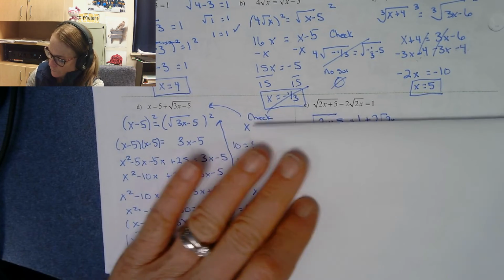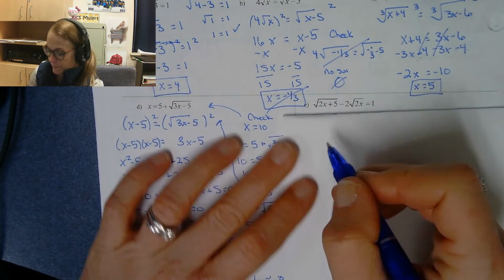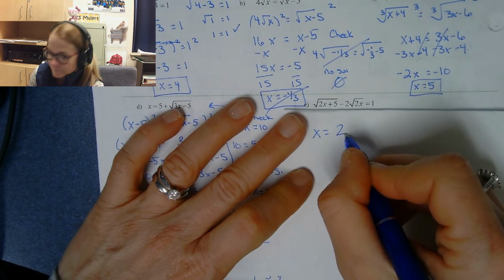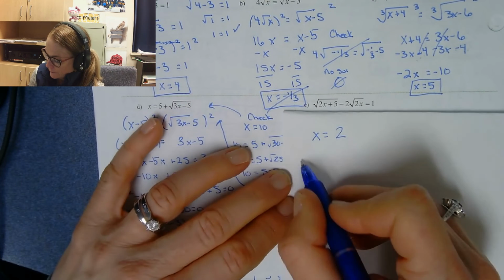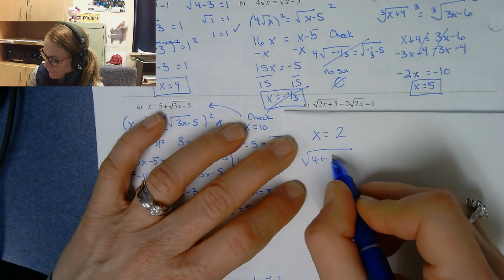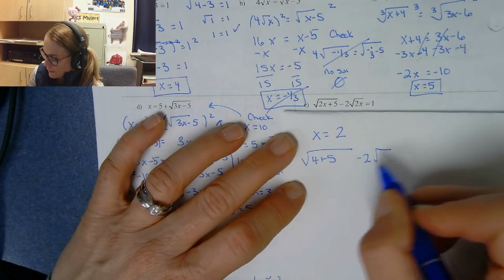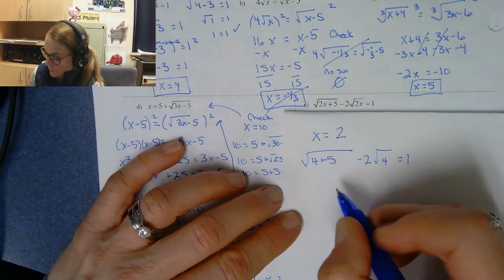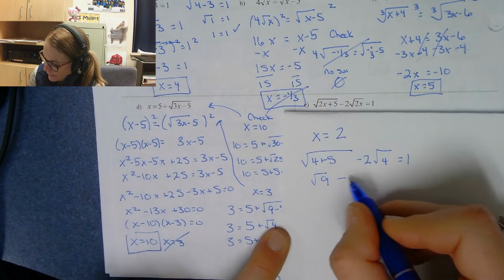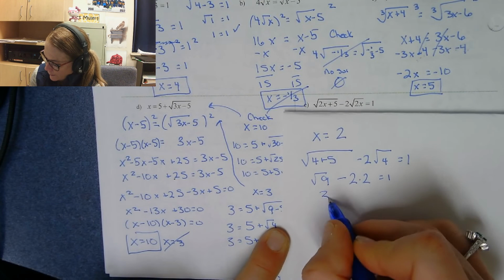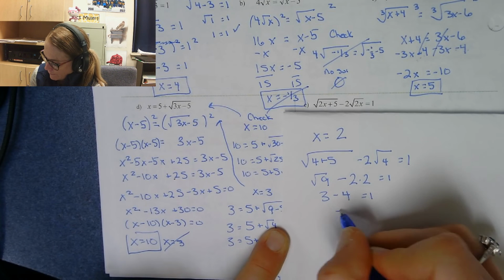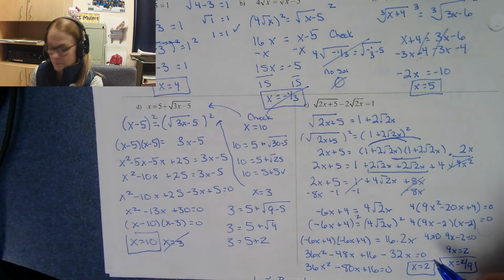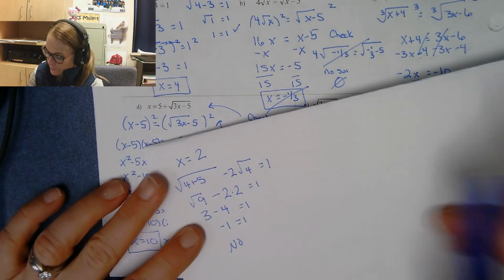All right, so I'm going to take this original here, and I'm going to check x equal to 2. All right, x equal to 2 is, 2 times 2 is 4 plus 5 minus 2 times 2 is 4. Does that equal 1? Okay, so does root 9 minus 2 times 2 equal 1? Does 3 minus 4 equal 1? Nope. So, goodbye.